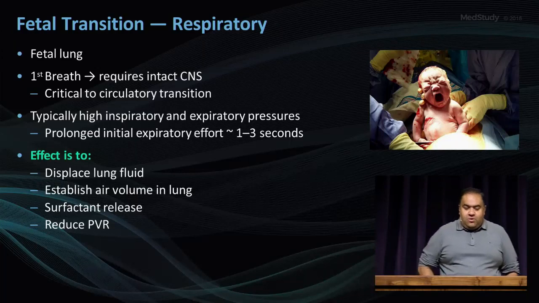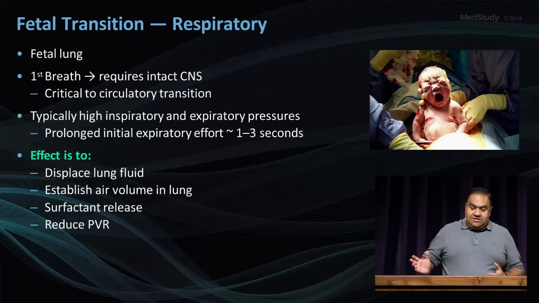So that first breath requires an intact CNS, is critical to circulatory transition, and typically involves high inspiratory and expiratory pressures, a prolonged inspiration effort of 1 to 3 seconds. And the idea is to displace the lung fluid, establish air volume in the lung, release the surfactant, and decrease the pulmonary vascular resistance. So babies do this in a variety of mechanisms.